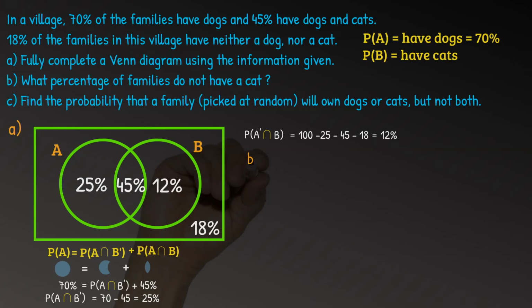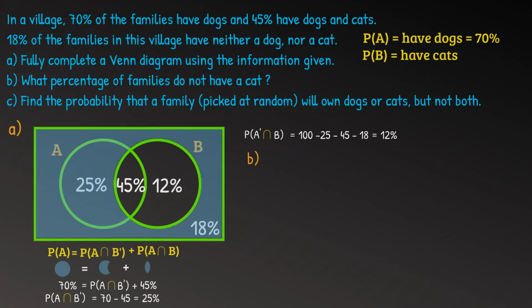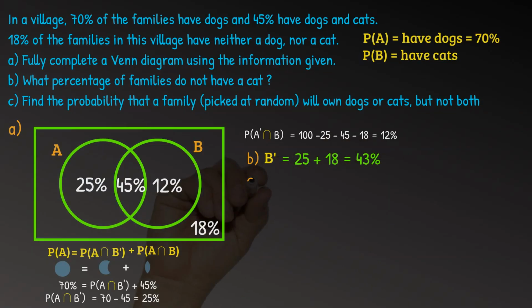Now in part B we're asked to find what percentage of families do not have a cat. Well, this is relatively straightforward because we've said that set B represents all the families that have cats. Therefore, everything outside circle B represents families that don't have cats, so we just add up 25 plus 18, so the answer is 43%.